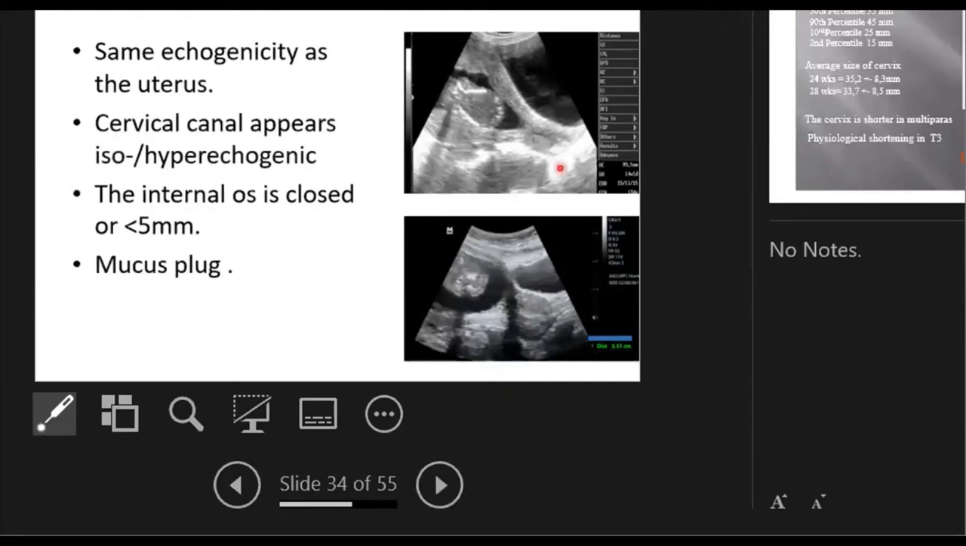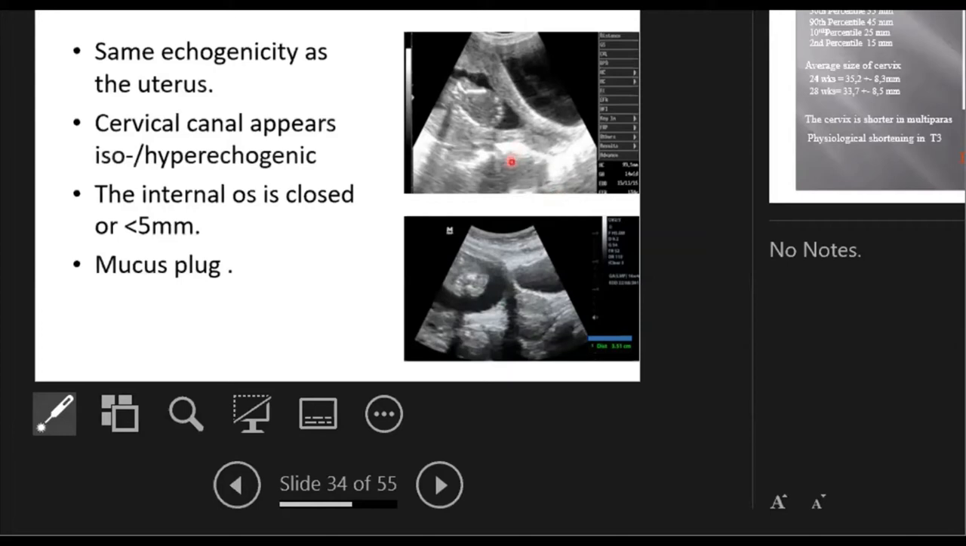So a normal cervix should have the same echogenicity as that of the uterus, and the cervical canal appears hyperechoic or sometimes isoechoic. The anterior and posterior lips have the same echogenicity as the uterus. You can see this is the posterior lip all the way. It's looking the same as the posterior and anterior myometrial walls. Are we together? And then the cervical canal is sort of more white, hyperechoic. Sometimes it has the same echogenicity.